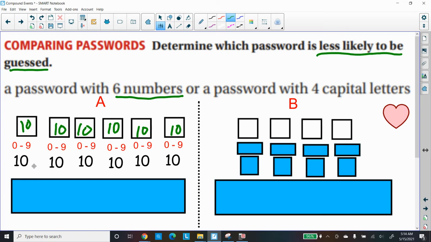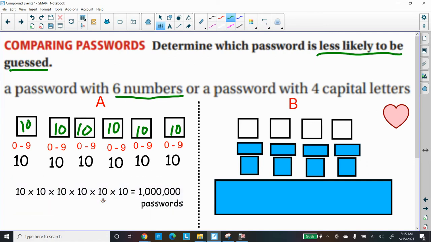Since he has all those 10s, what are we going to do with them? We're going to use the counting principle, which tells us we have to multiply all of those 10s. So that would be 10 to the 6th power, which is 10 times 10 times 10 times 10 times 10 times 10, equals 1 million. So he has 1 million passwords that he could choose from.